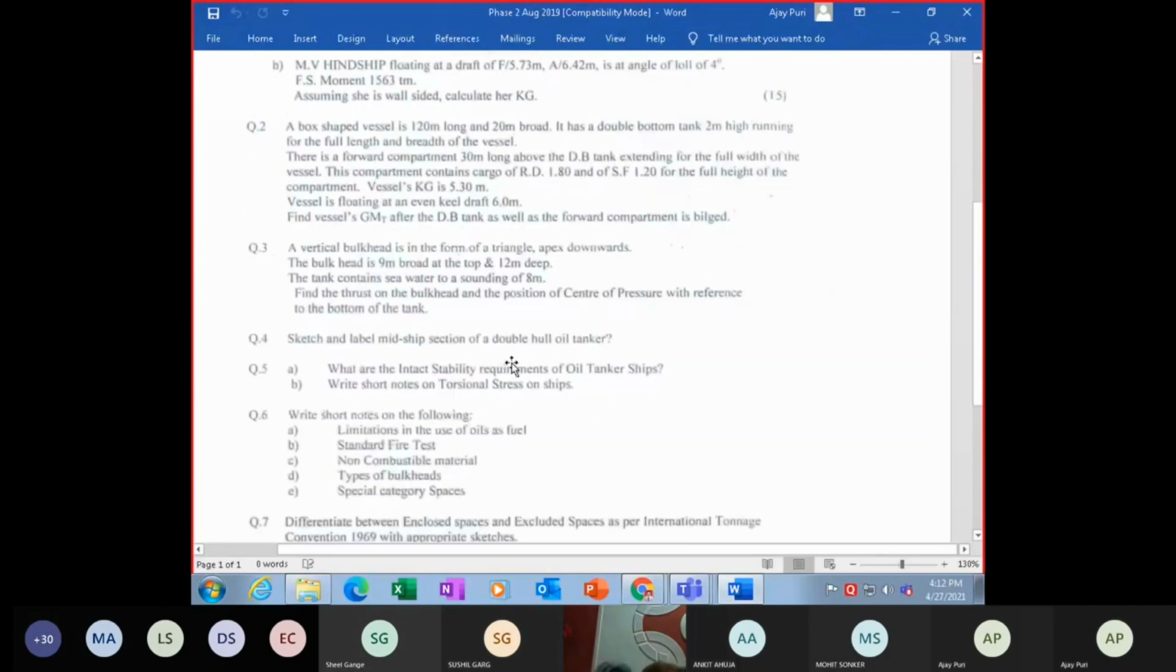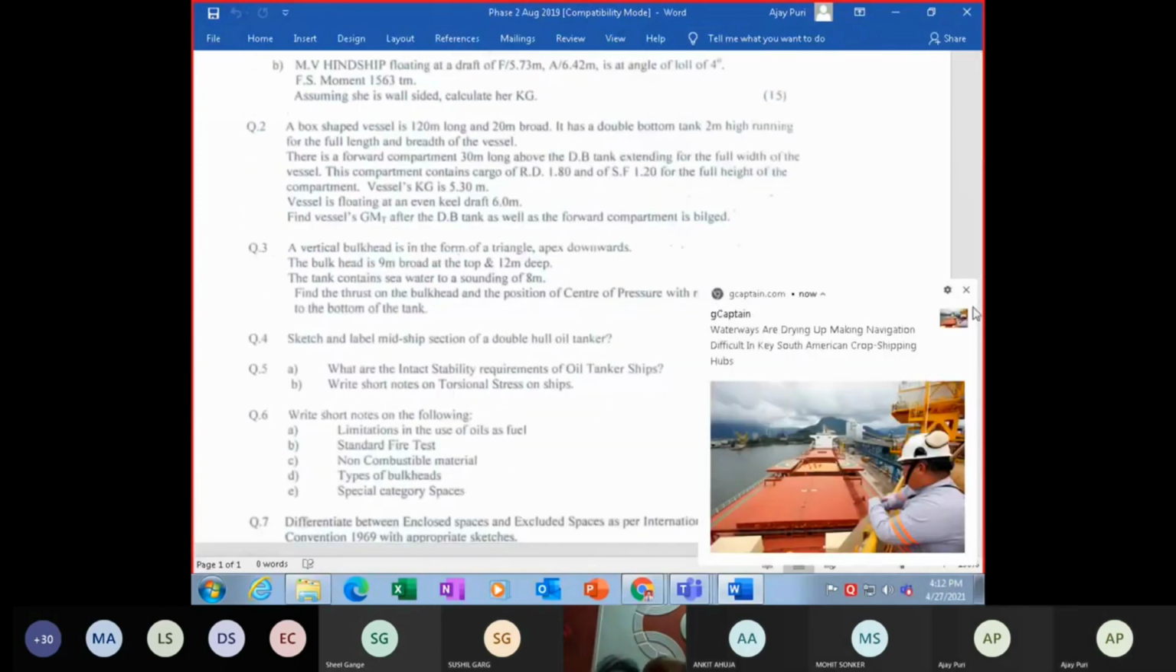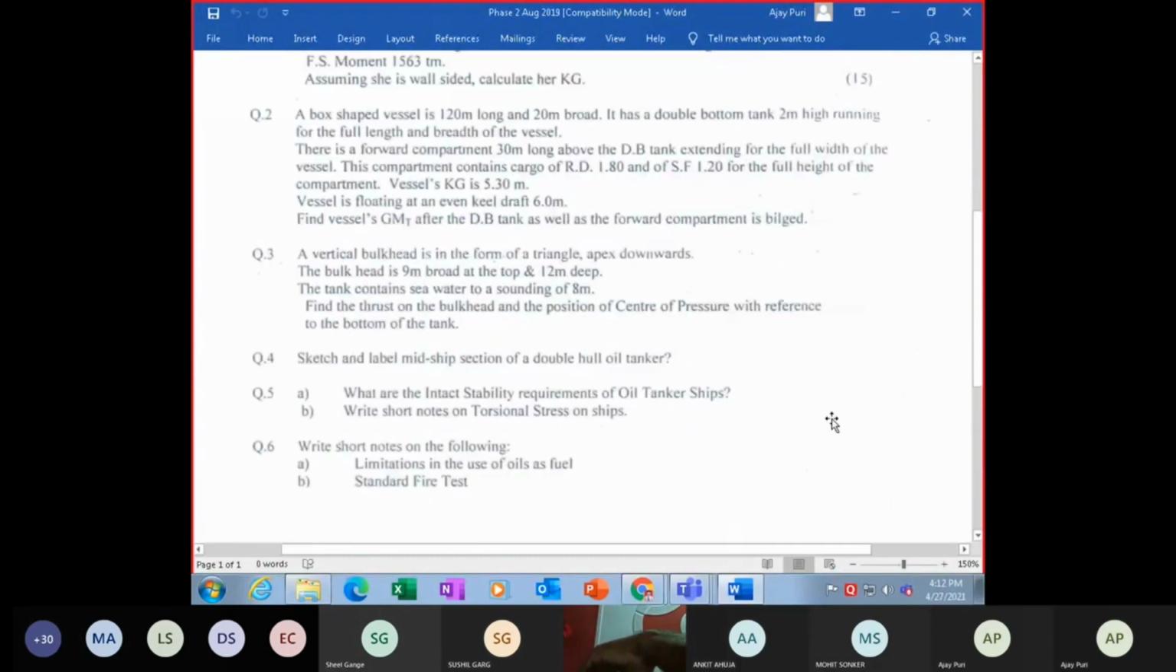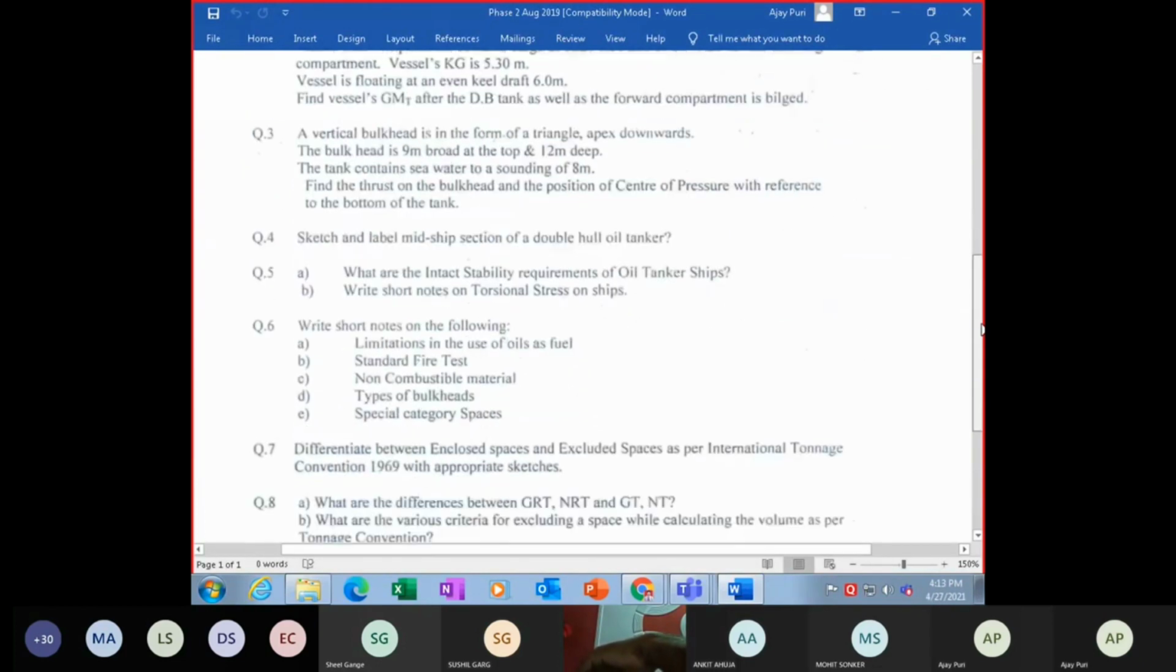So sketch and label double hull oil tanker. Intact stability requirements of oil tankers will not be doing. I'll not be doing it. So Captain Sareel's question, torsion stresses will be his question.